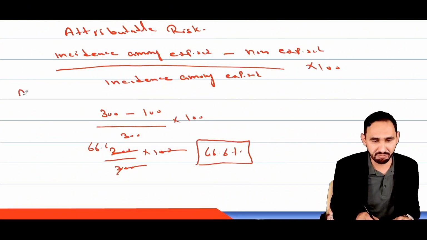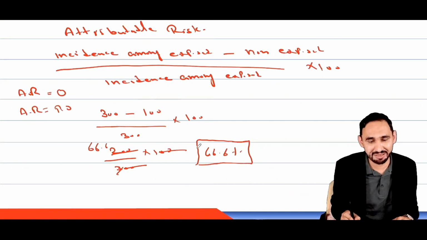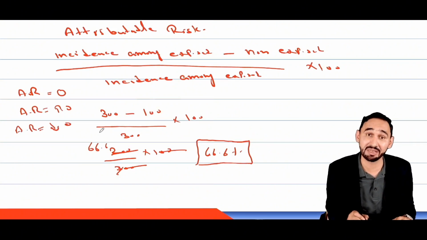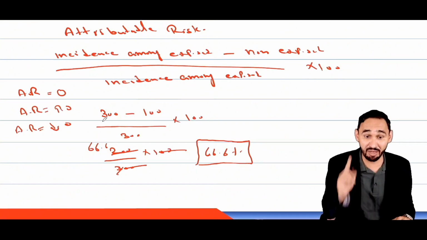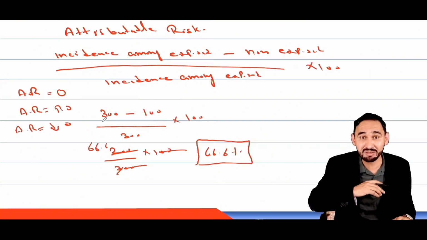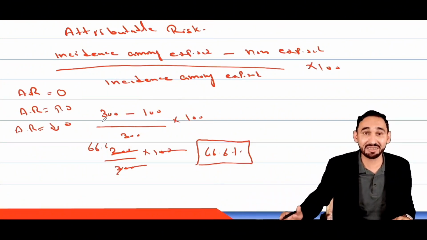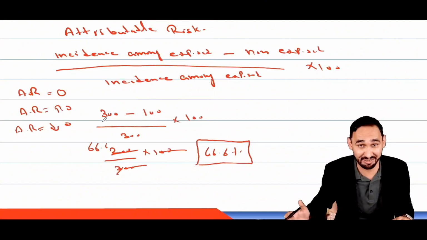If attributable risk is equal to 0, there is no association. If attributable risk is greater than 0, there is positive association. Our attributable risk is greater than 0. If it is less than 0, there is negative association. It is different from relative risk. Cutoff value of relative risk was 1, but cutoff value of attributable risk is 0. Greater than 0, positive association. Lesser than 0, negative association. 0, no association.